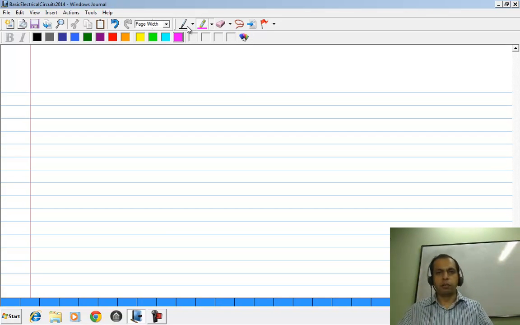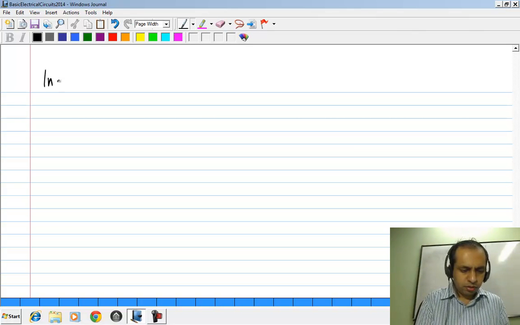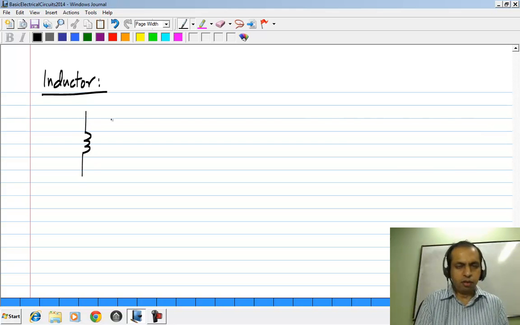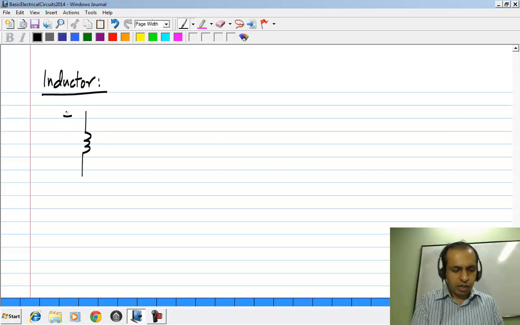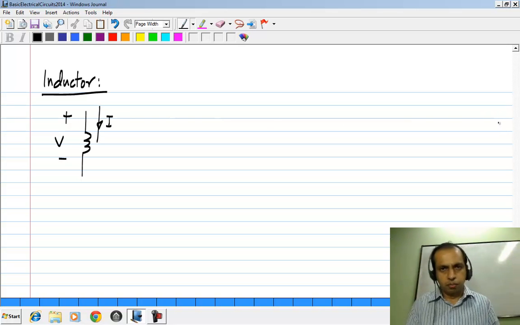The next basic element is the inductor. It's given by this symbol which resembles a coil. This is because inductors are frequently implemented as coils of wire. And again, we define V and I using passive sign convention.